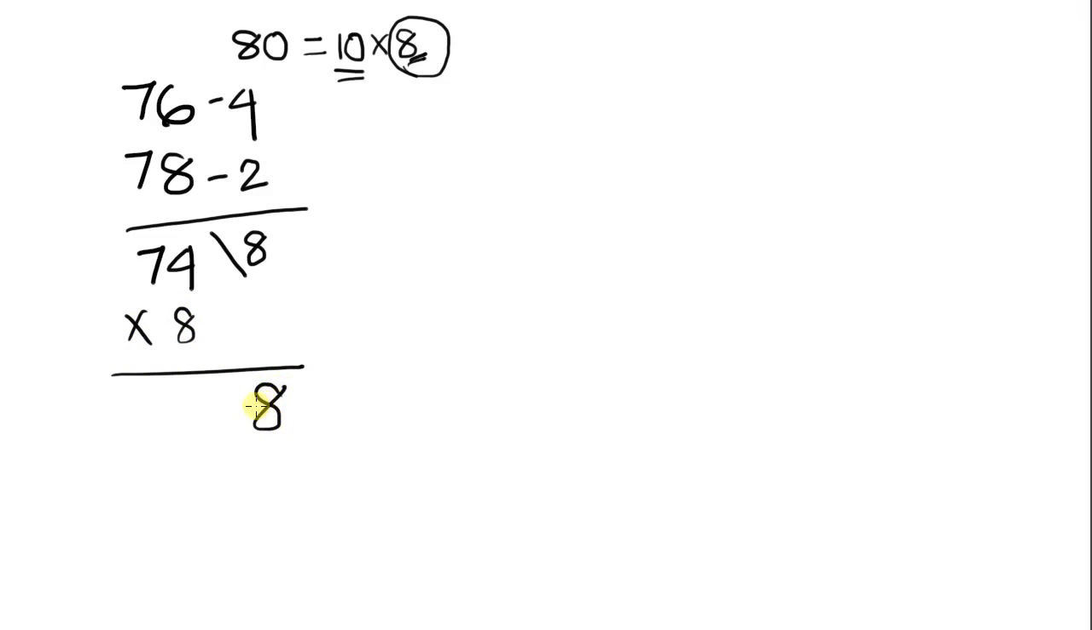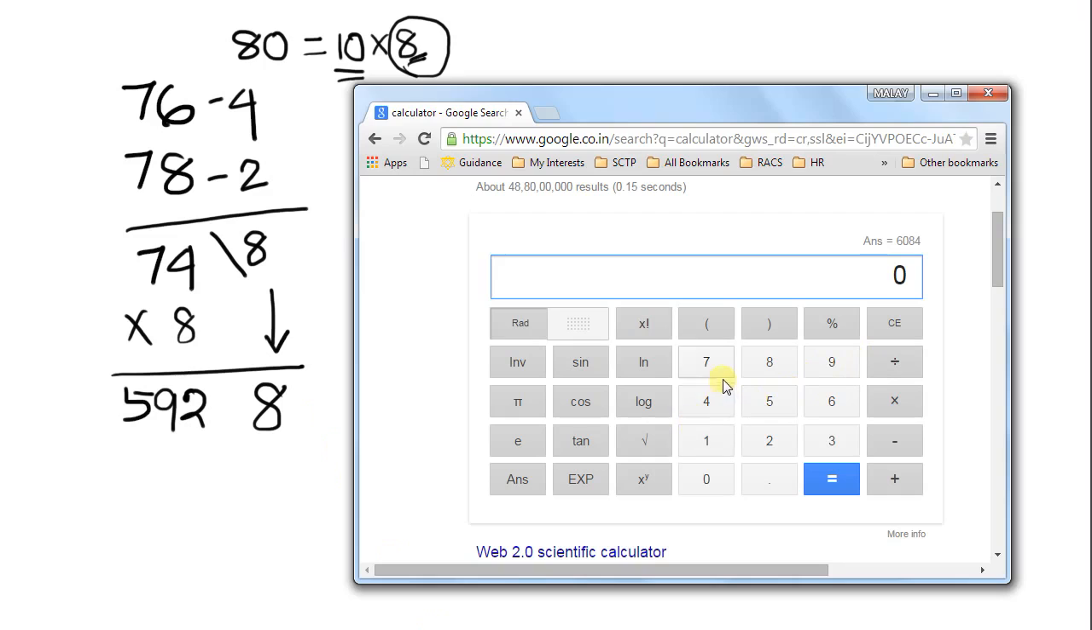So 8, I just keep 8 here from the top. Then 74: 8 4s are 32, so 2 and 3 carried. 8 7s are 56, plus 3, 59. So my answer is 5928. If I take a calculator to check this out, let's say 76 into 78, it is 5928. That's our answer.